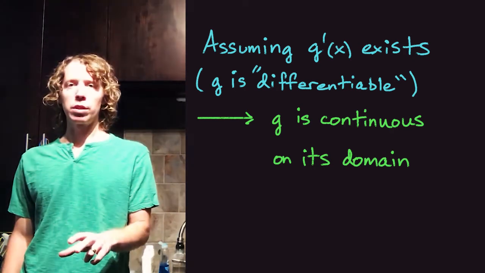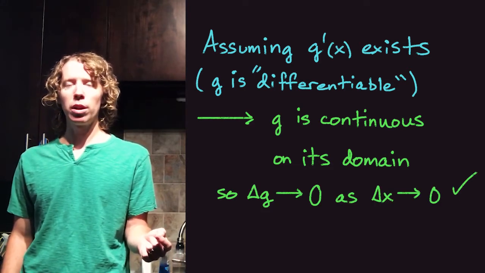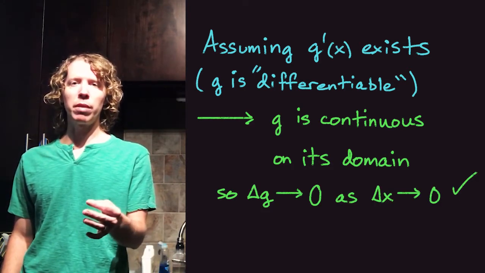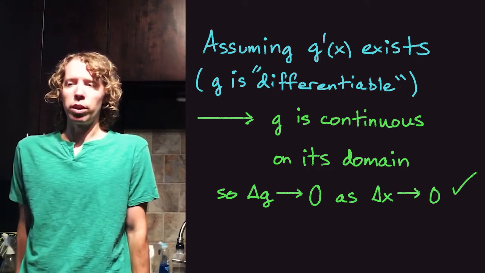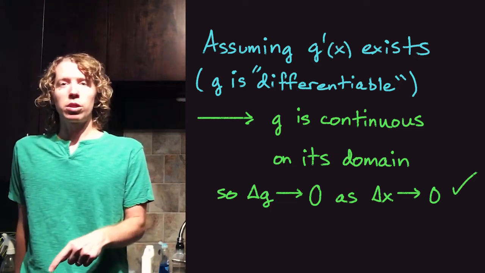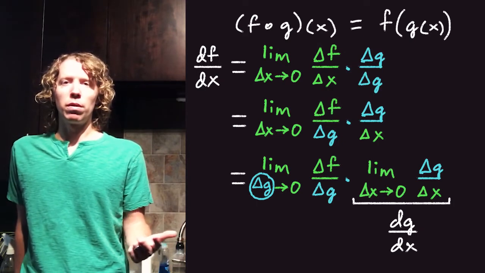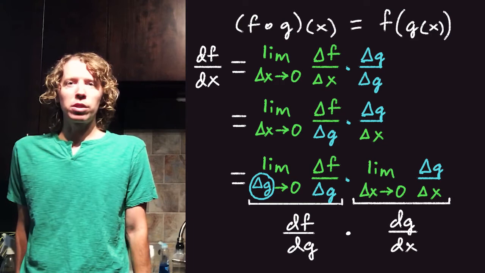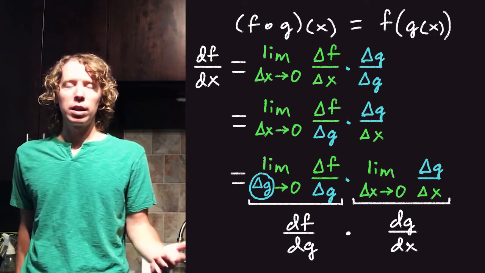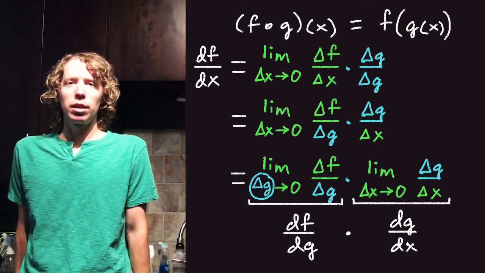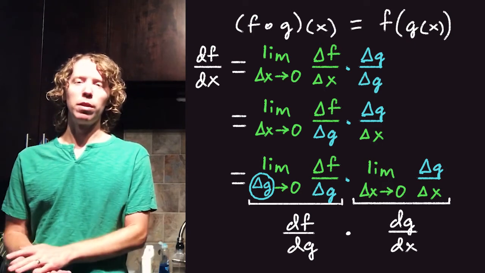If the function is continuous, then by definition that means that as change in x goes to 0, change in g also goes to 0. If you're a little rusty on that, you can see my video on continuity. It's a fairly simple concept. It's pretty intuitive. So this change in x going to 0 really does mean the change in g is going to 0. So this really is just the derivative of f with respect to g, and that gives us the formula. It's pretty nice and simple. It's just the derivative of f with respect to g times the derivative of g with respect to x. So the derivative of a composition of functions is just the product of the two derivatives.